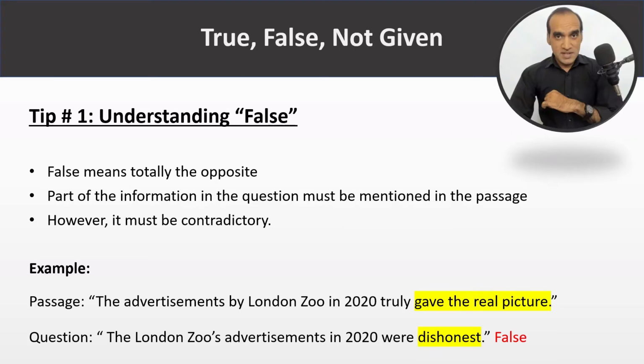You understood it right. They don't mean the same. They mean exactly the opposite. The passage says the adverts were honest and gave a real picture, but the question statement says they were dishonest. That's why the question statement is false. The question is clearly contradicting what the passage says.